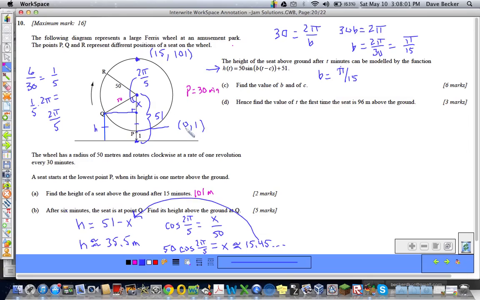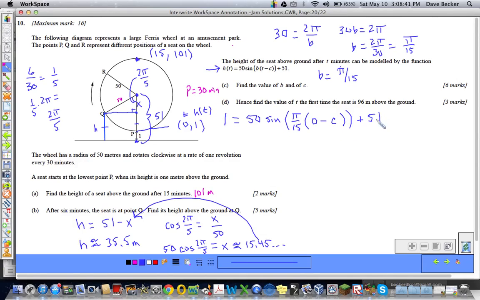So I know that h of 0 when t is 0 is equal to 1. So I can replace h of 0 with 1 equal to 50 sine of, I know that b is pi over 15, times 0 minus c. Where do I get the 0? Well, it's right here. It's the ordered pair. T is 0 and h is the height. T, h, or I should say h of t. That's a little easier to understand, I think. Plus the 51. So now I have to solve for c.